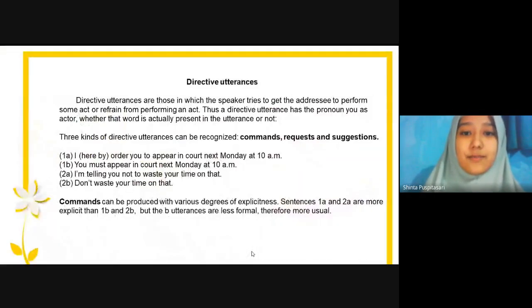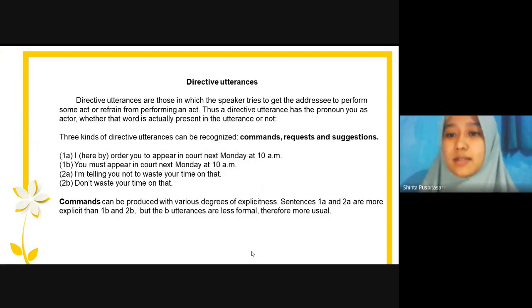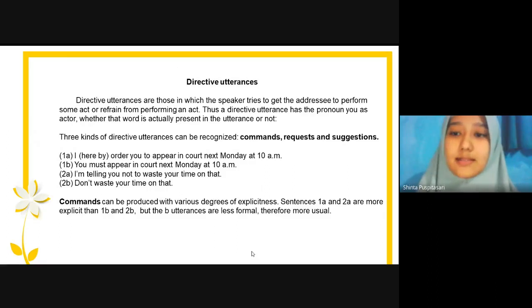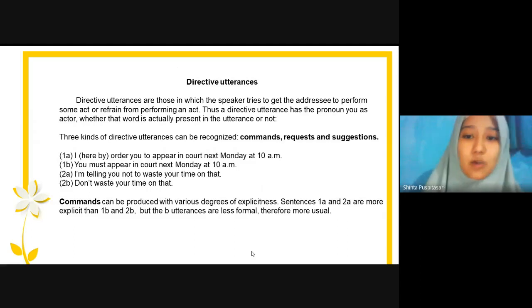This is a further explanation about the directive utterance. Directive utterances are those in which the speaker tries to get the addressee to perform some act or refrain from performing an act. Thus, a directive utterance has the pronoun you as an actor, whether that word is actually present in the utterance or not. Three kinds of directive utterance can be recognized: comments, requests, and suggestions.